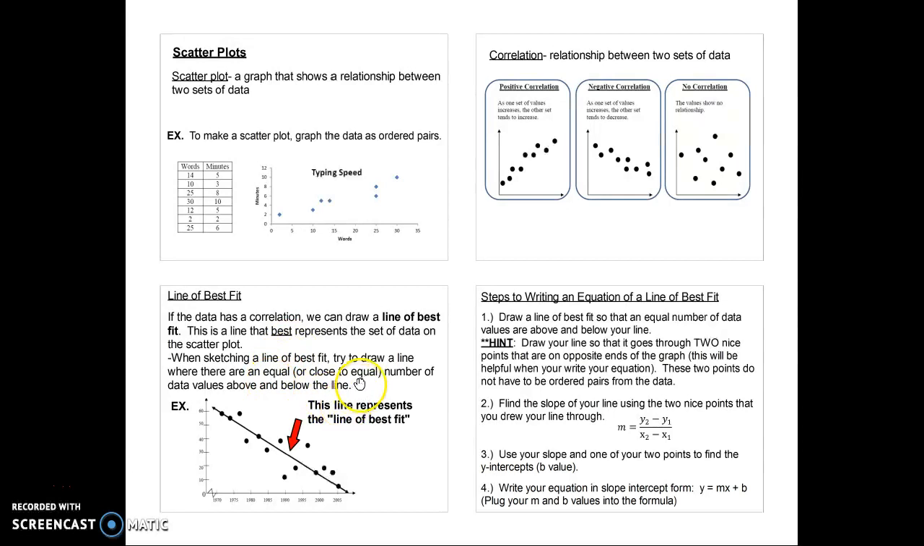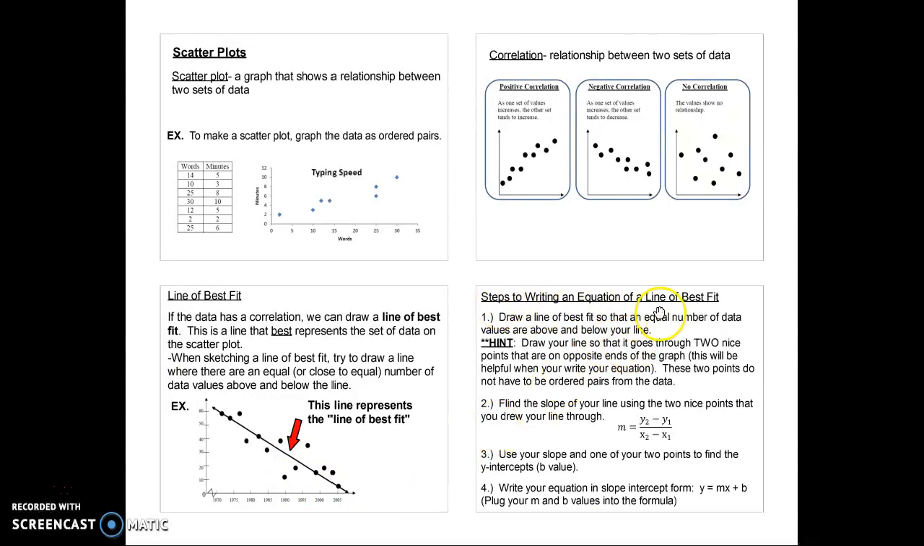So when you're sketching this line of best fit, you want to draw a line where there are an equal or close to equal number of data values above and below the line. Okay, so you want to have, generally, when you draw a line, you want to kind of go right through the middle of all of the points so that you have about the same number of points above the line as you do below the line.